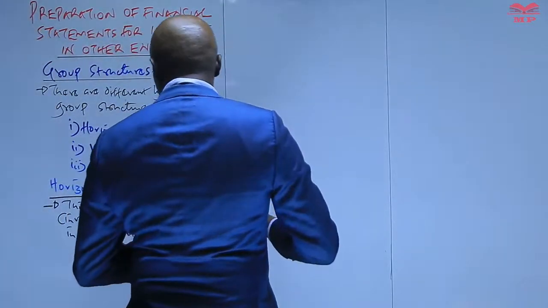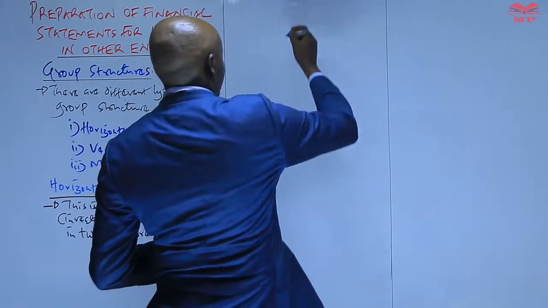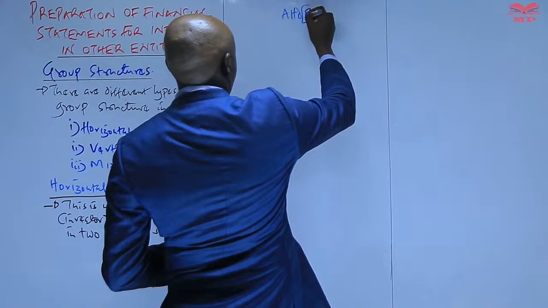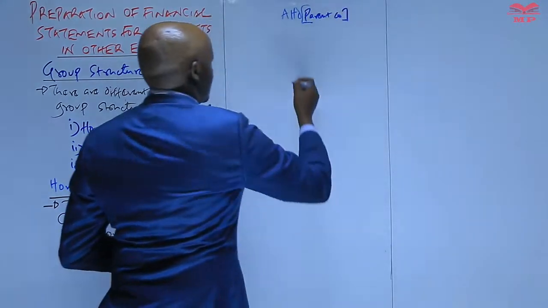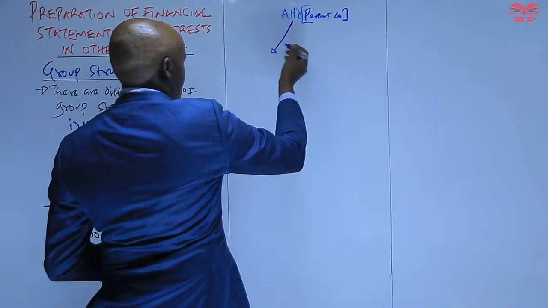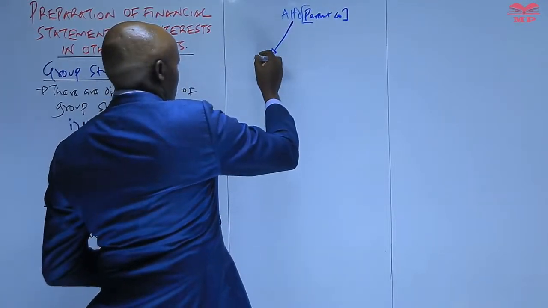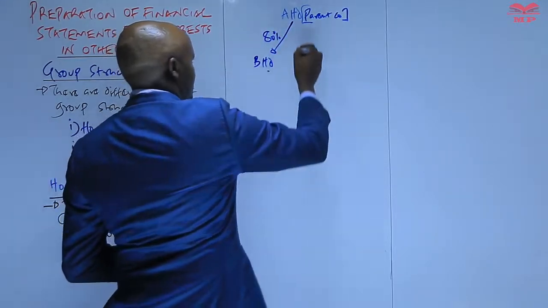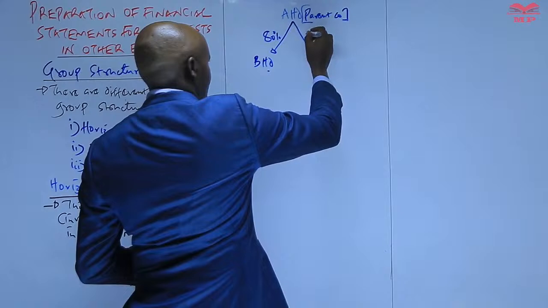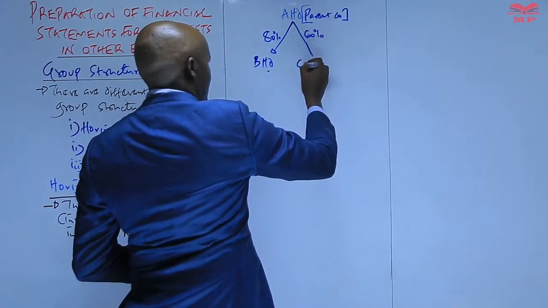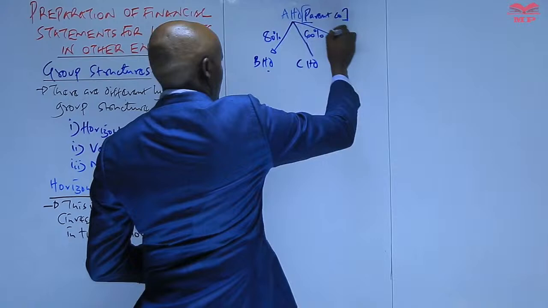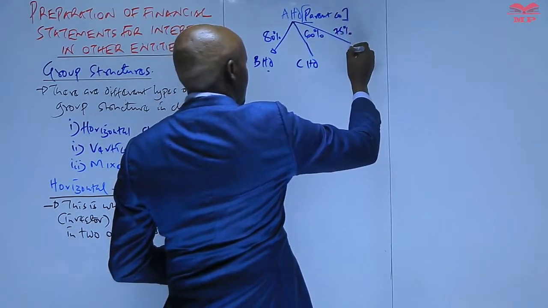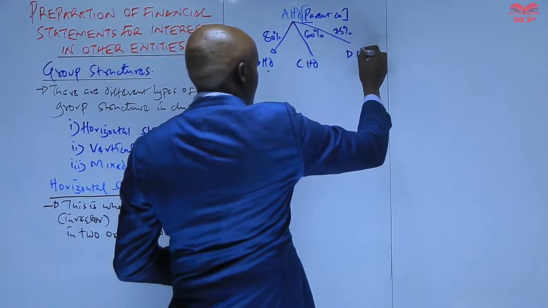So a good example of a horizontal structure: let's assume that we have A Limited, which is the parent company. This company may have direct shareholding in a number of subsidiaries. For example, A Limited may be having 80% shareholding in B Limited. A Limited also may be having something like 60% shareholding in C Limited, and also 75% shareholding in another subsidiary, say D Limited.